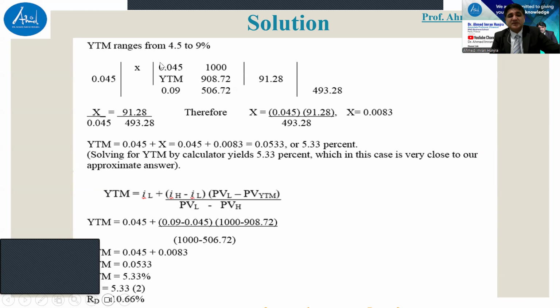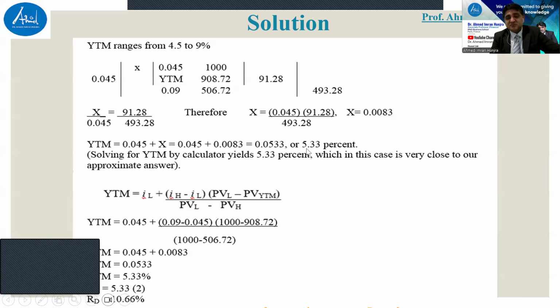The difference between these two rates is 0.045, that is 4.5%. The difference between 1000 and 908.72 is 91.28, and the difference between 1000 and 506.72 is 493.28. After simplifying, we get the value of X, equal to 0.0083. How do we find YTM? I lower is 4.5% plus X, which is 0.0083. After simplifying, the semi-annual YTM is 5.33%.